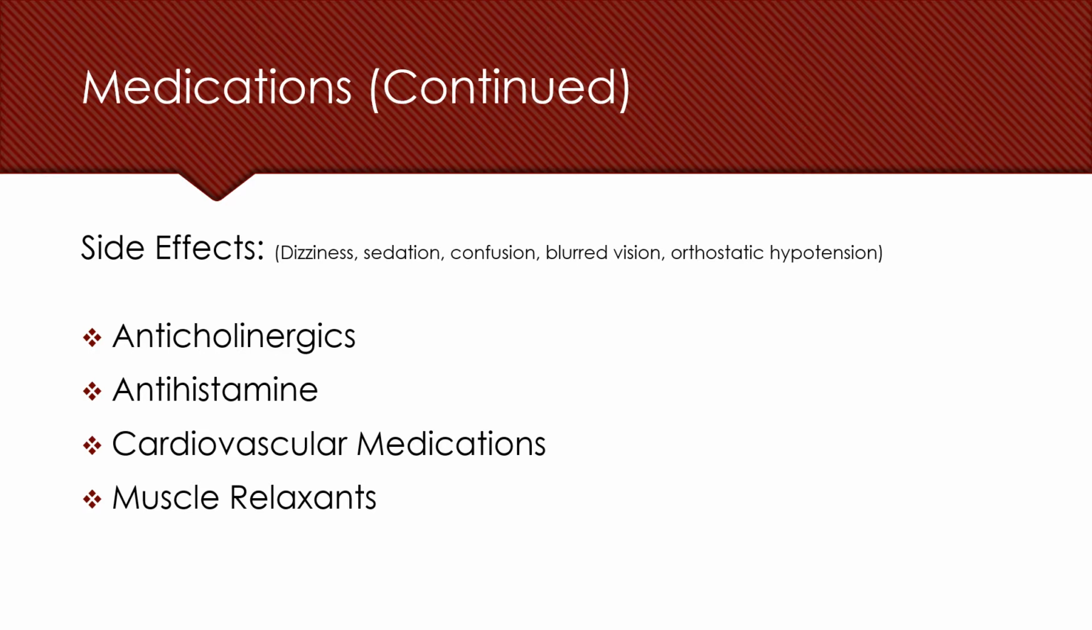The next family would be cardiovascular medications. So this makes a lot of sense when you're thinking about blood pressure medications and how that can affect fall risk depending on what your blood pressure is doing. And then the last one is muscle relaxants, and that's pretty self-explanatory for a medication that can exacerbate fall risk.